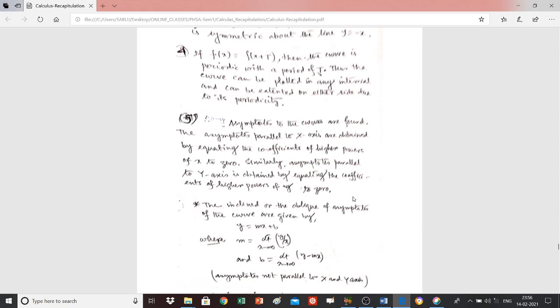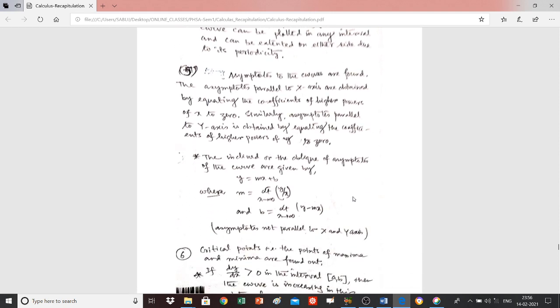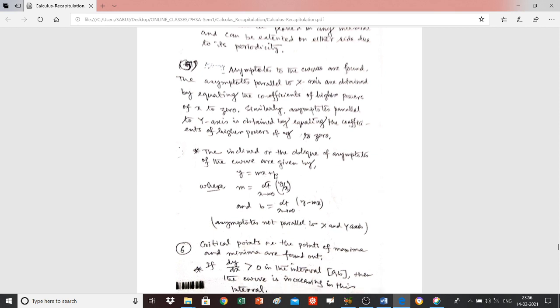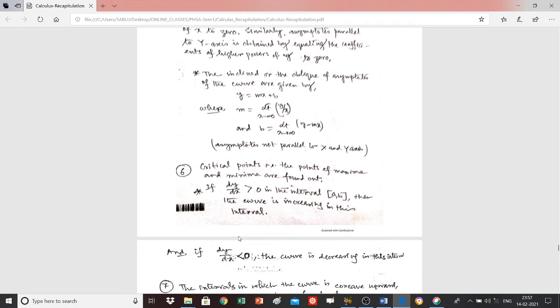The inclined or oblique asymptotes of the curve are given by y is equal to mx plus b, where m is equal to the limit as x tends to infinity of y by x, and b is equal to the limit as x tends to infinity of y minus mx. From this relation, b is this. So these are asymptotes not parallel to the x and y axes. These are the conditions, these are the ways. Now, critical points.